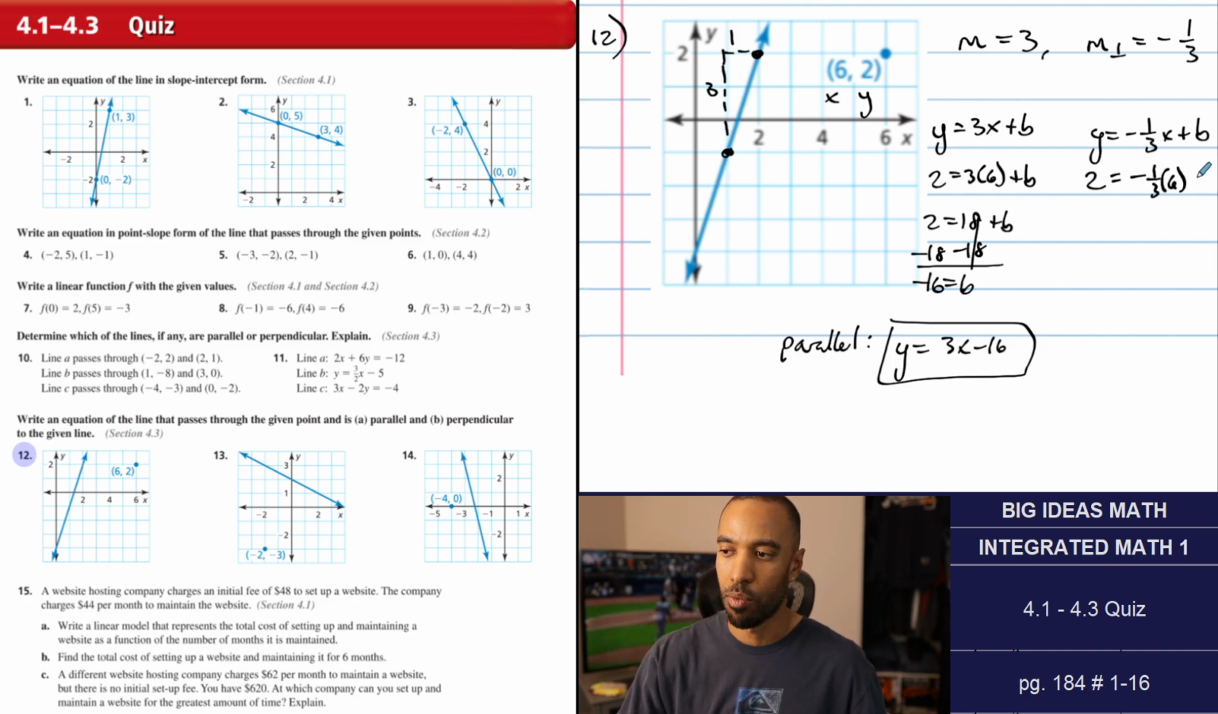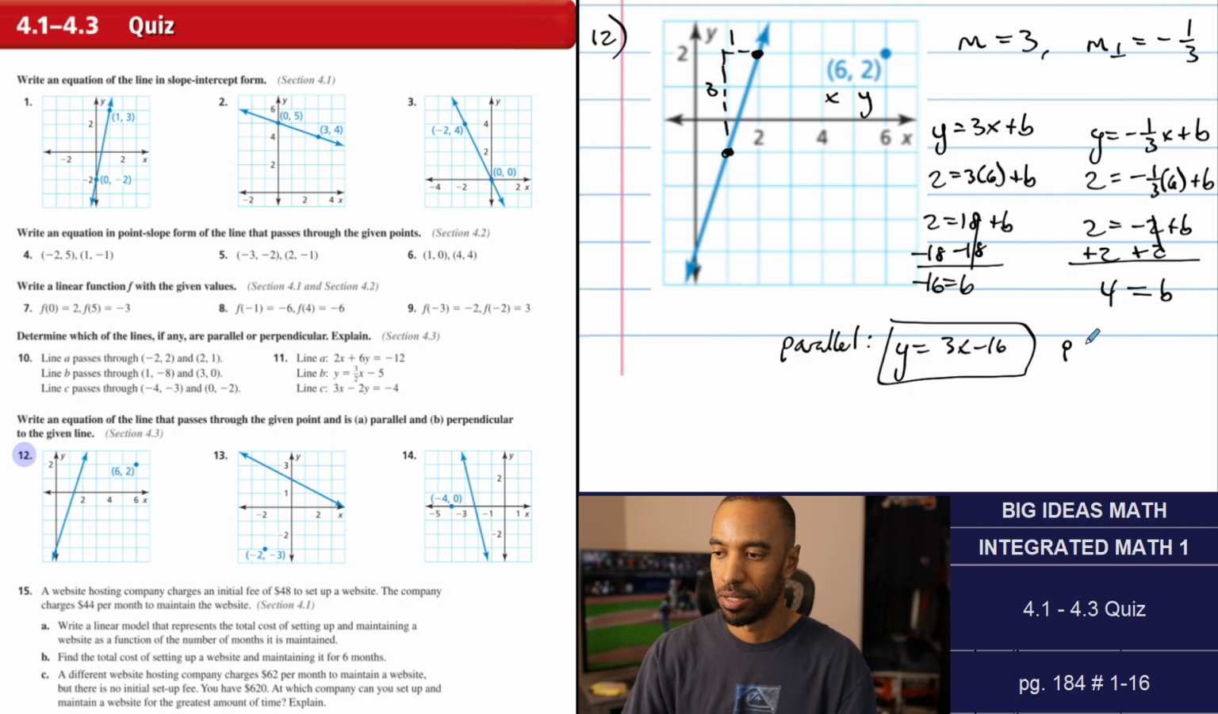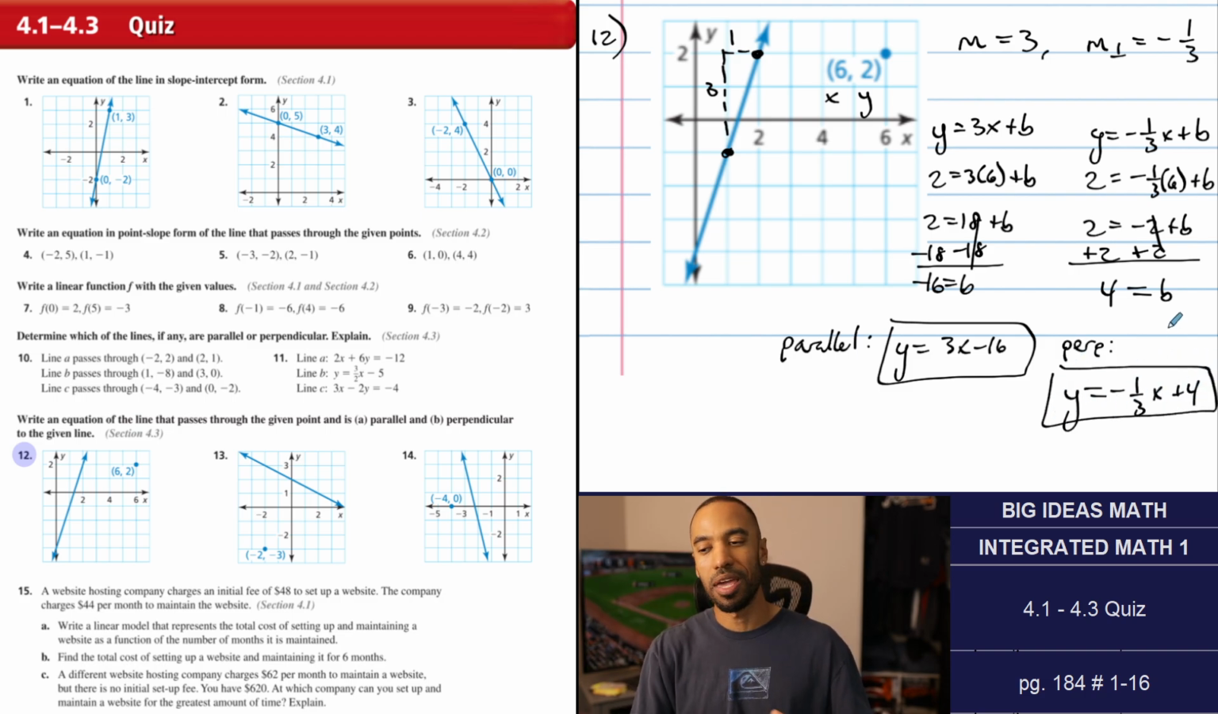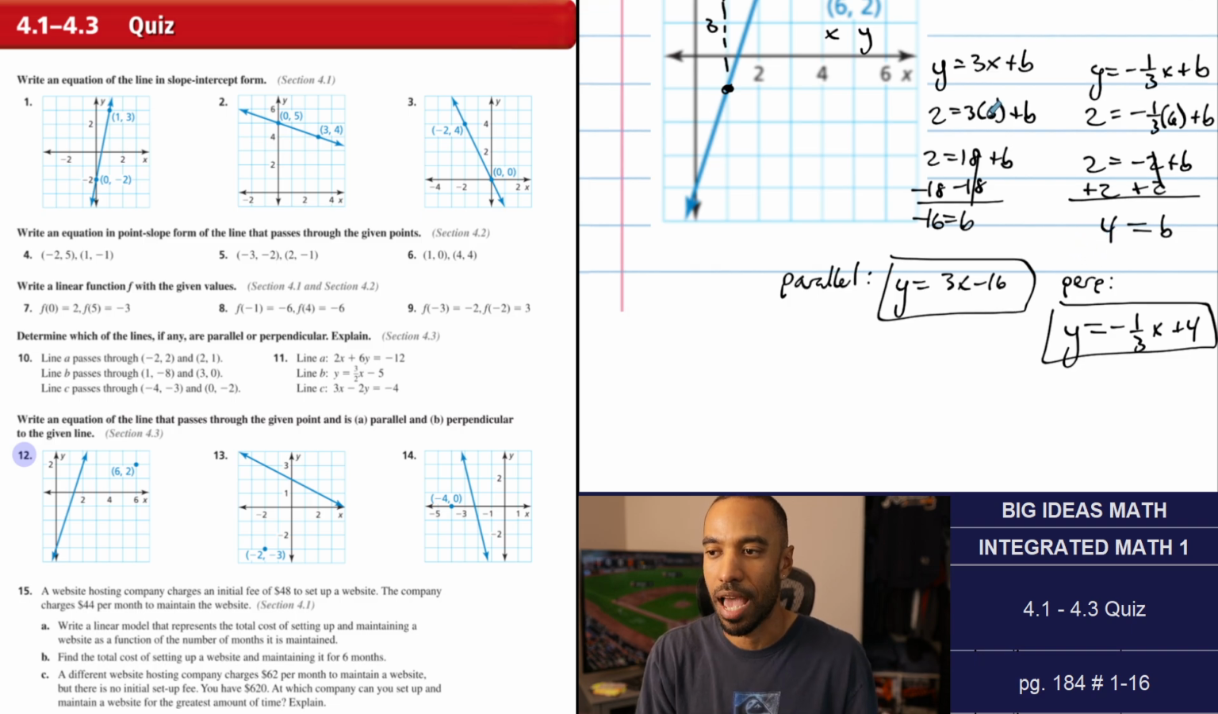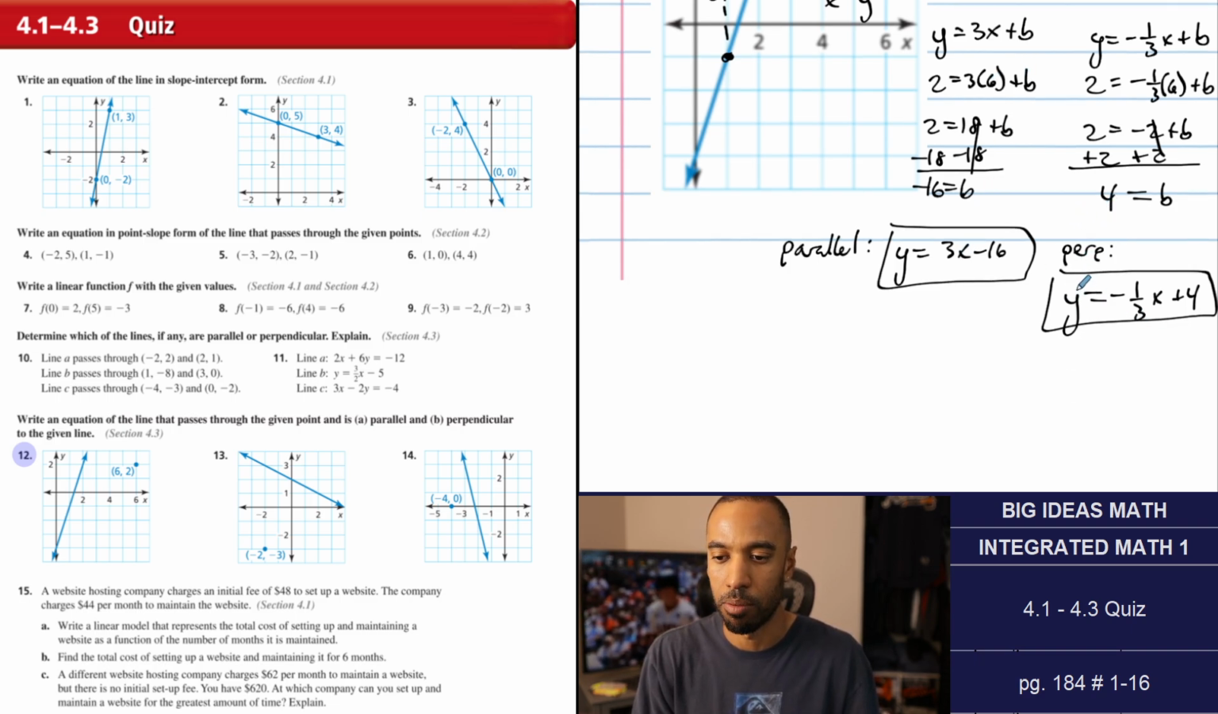The perpendicular line, I still substitute the 2 and the 6 in here. I have to take negative 1/3 of 6. That's like taking 1/3 of 6 and making it negative. So negative 2 plus b. And when I add 2 to both sides here, I get a b value of 4. So this equation will be, for perpendicular, I'll just put perp, y equals negative 1/3 x plus 4. So that's how I use slope-intercept form on both of those to get equations as answers.